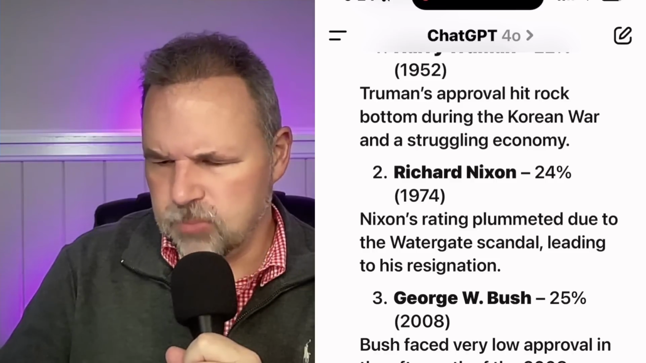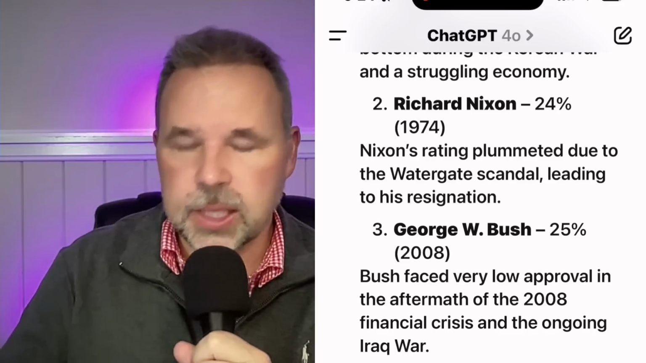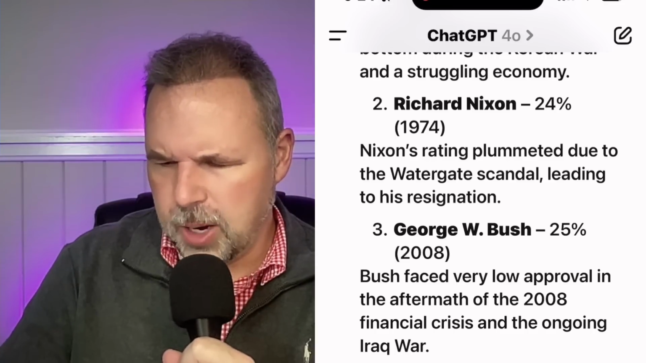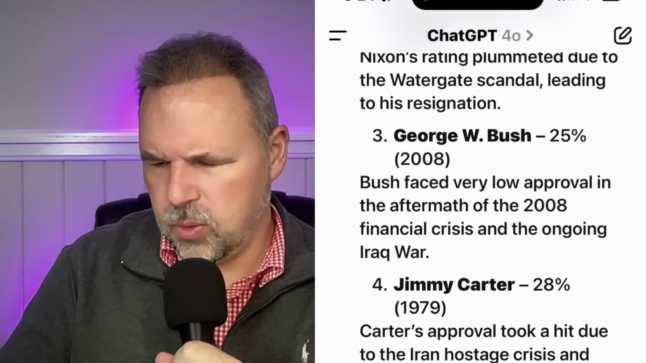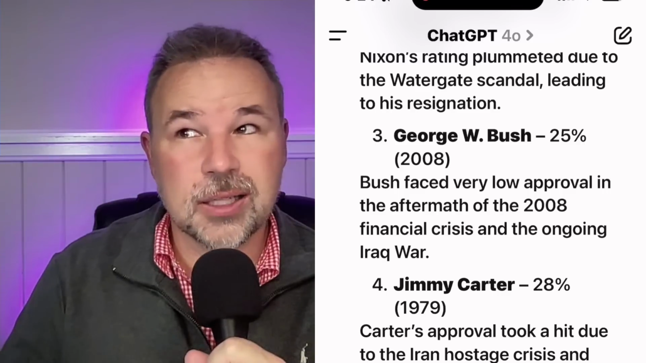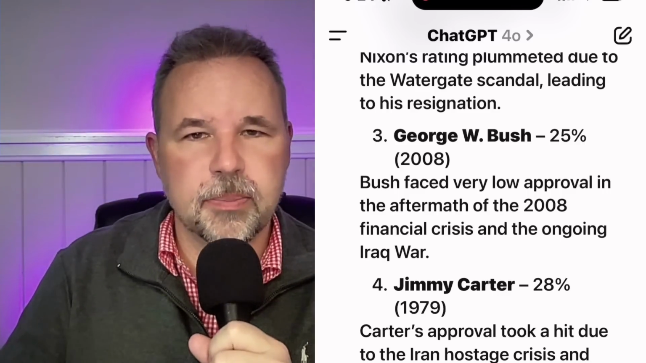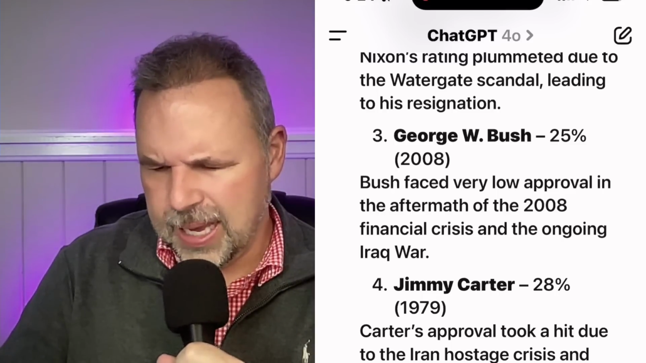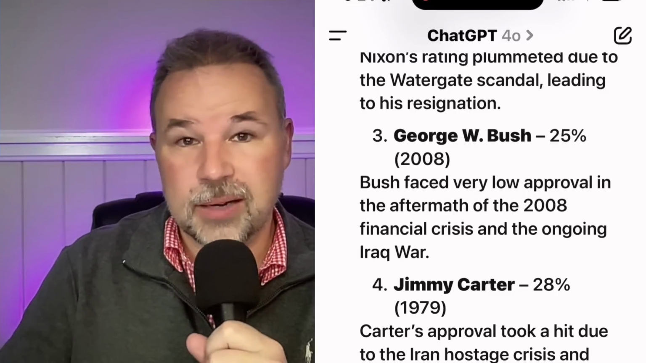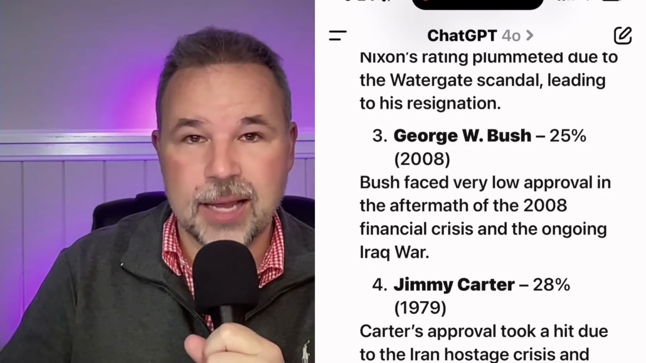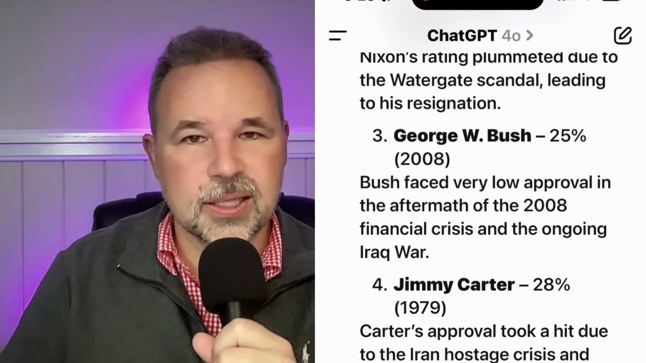George W. Bush, not too many years ago, 2008, 25%. Guess what? During another unpopular war. Jimmy Carter, 4th lowest approval rating of all time with 28%. I just talked about him, I think in the last English lesson. Something to do with his debate with Ronald Reagan. But yeah, and I did talk about the Iran hostage crisis. High inflation. We also have high inflation now, low presidential approval rating. I wonder if there is a connection.